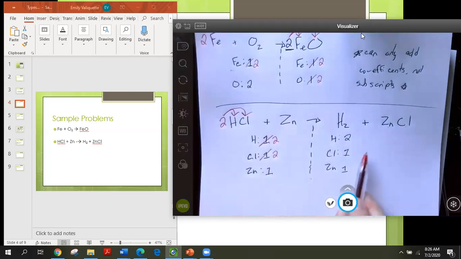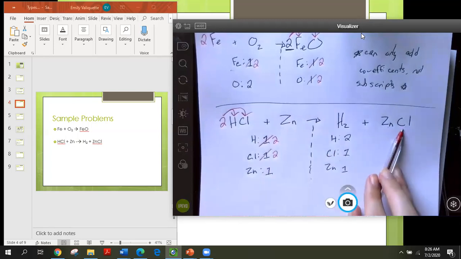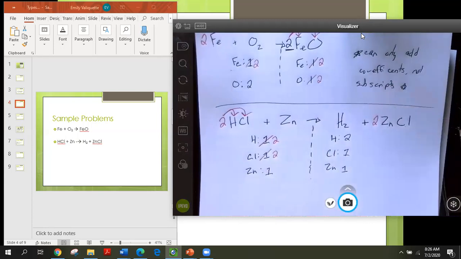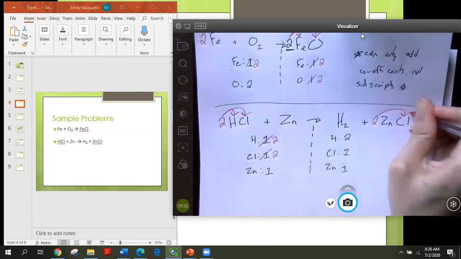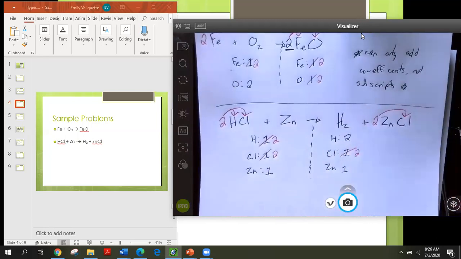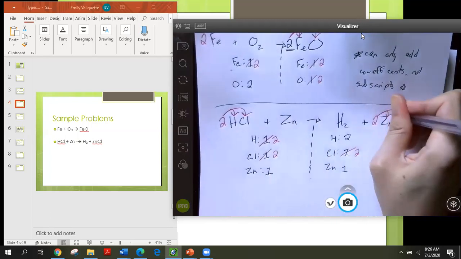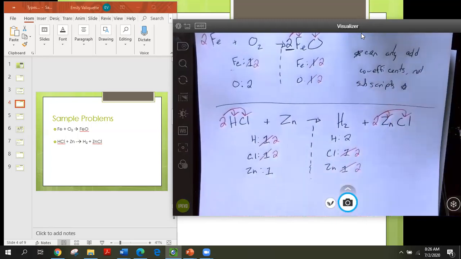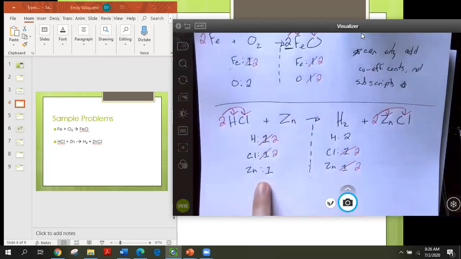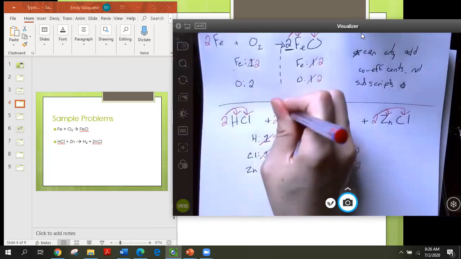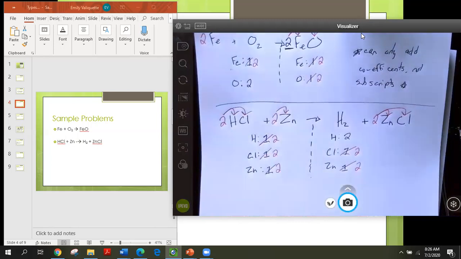So now I have to go over to the other side. My chlorine is here, so I'll have to put a 2 in front of that molecule in order to get the 2 chlorine. But of course, that means I also have 2 zinc. So now my last step, go over to my zinc on this side, put a 2 in front of it, and now I have 2 of everything, so it's balanced.